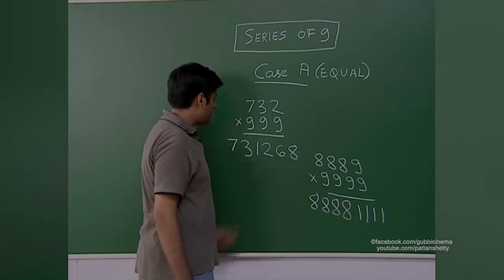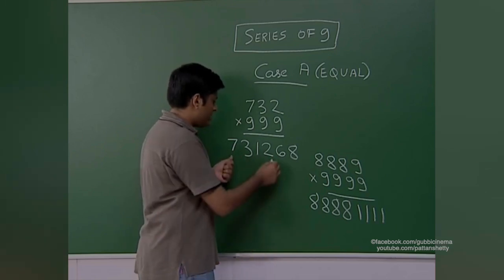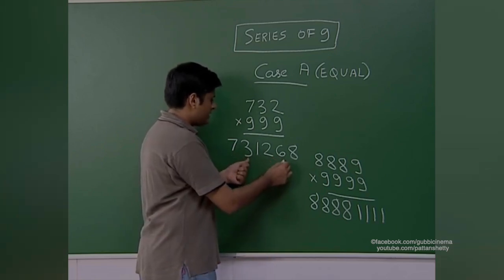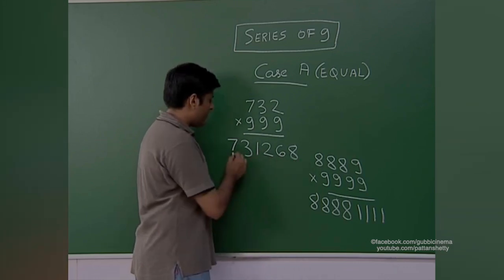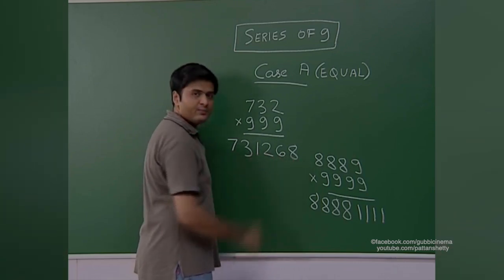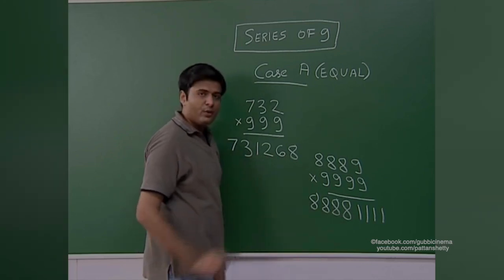Next friends, I subtract each digit from 9 and write down. 9 minus 7 is 2, 9 minus 3 is 6, 9 minus 1 is 8. My final answer is 731268. And in the second example, subtract each of these 8s from 9 and write down.